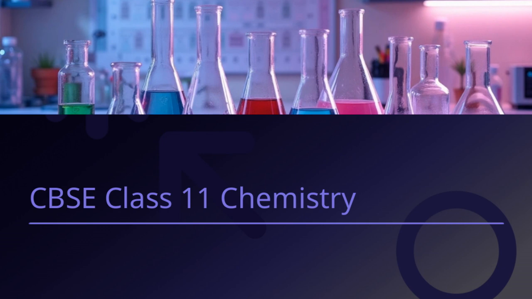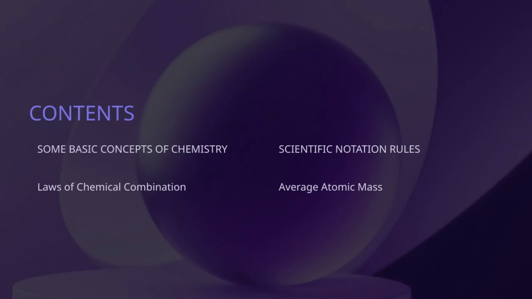Let's get started. Let's begin by exploring what we mean by average atomic mass. This is essentially the weighted average of all the isotopes of an element, taking into account their natural abundances. It's a key concept because it helps us understand the actual mass of an atom as it exists in nature.